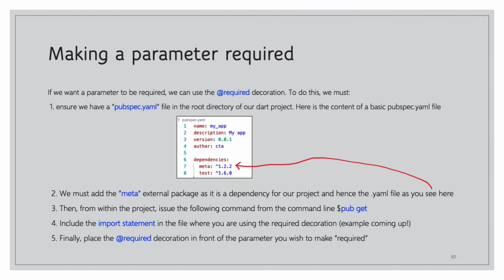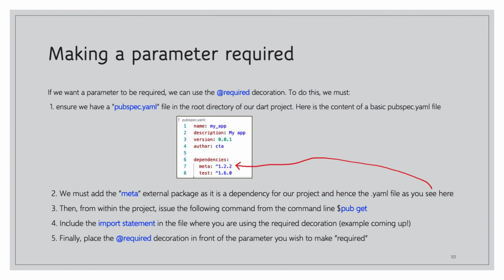Pubspec.yaml. It has name, description, version, author, and then dependencies. The one that we are particularly interested in is the meta dependency, meta: ^1.2.2. We must add the meta external package as a dependency for our project, and hence the YAML file as you see here. Very important. And sometimes the syntax or the text inside of this file can get a little wonky, so you want to make sure that you have it exactly as I have it with the indentation. Then from within your project, issue the following command from the command line, pub get.